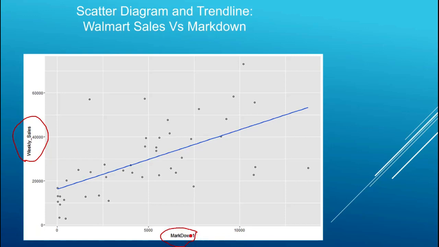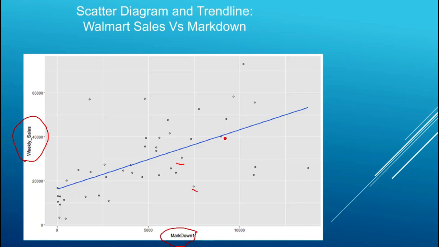And a markdown is really a variable that measures the aggressiveness of a sale. So if a particular department at Walmart is running a sale in a particular week, the markdown variable measures how aggressive that sale is. So it would appear that an increase in the markdown, or more aggressive sales tactics, lead to greater weekly sales, because the line of best fit in the scatter plot seems to suggest that a bigger markdown is associated with higher weekly sales.